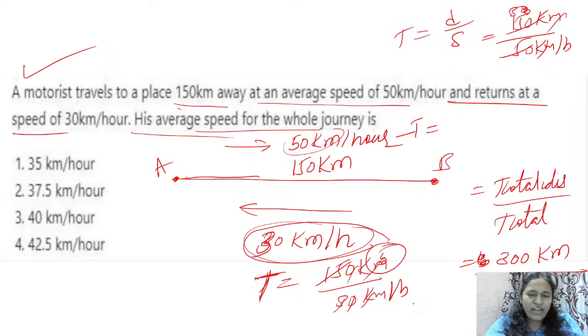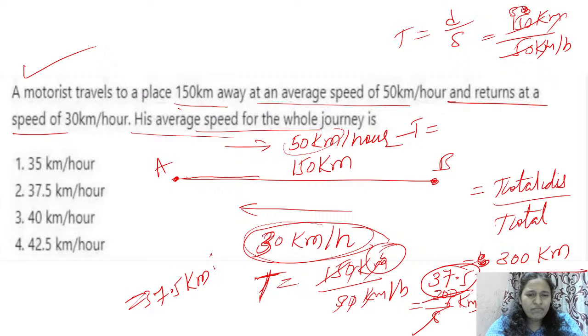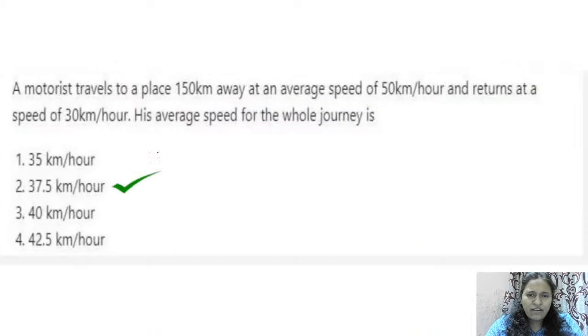What is the average speed? Total time is 8 hours. 300 by 8 kilometers per hour. That means what is it? 8 3s are 24, 24, 6, 8 7s and 8 5s. That is 37.5 kilometers per hour is the average speed. This is the right answer here.